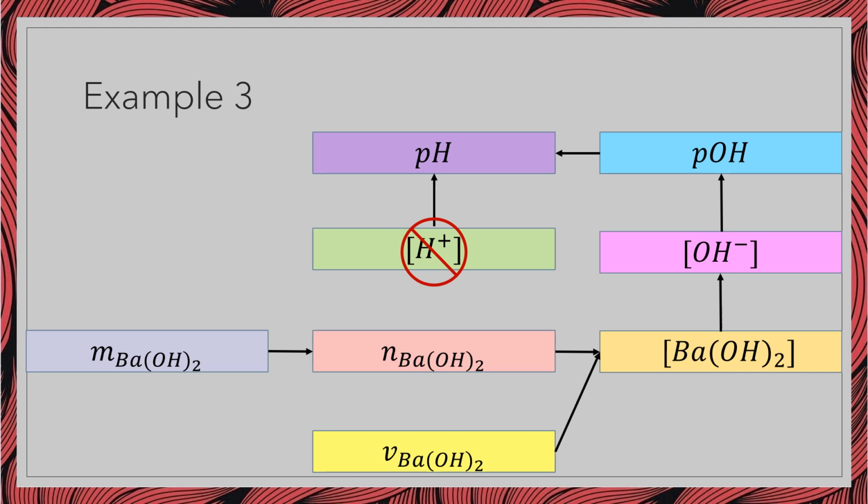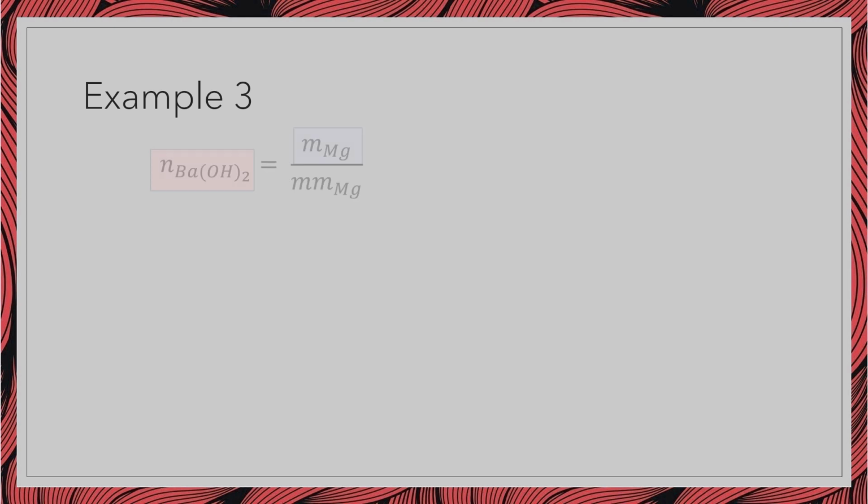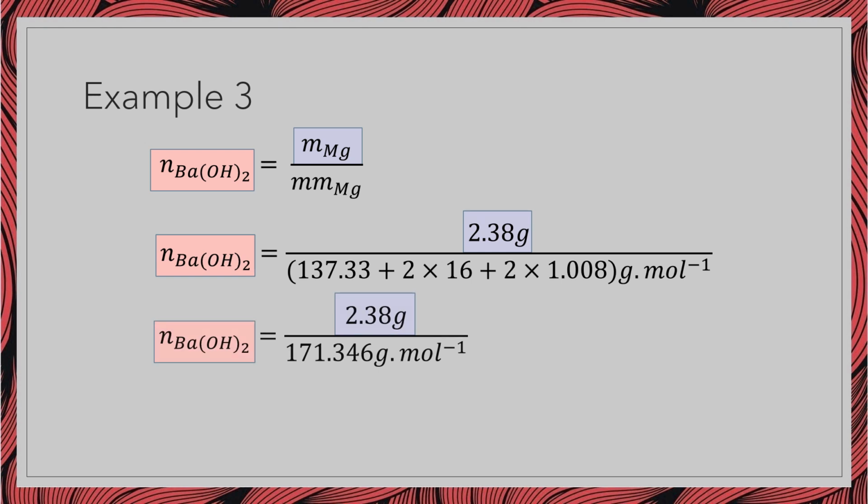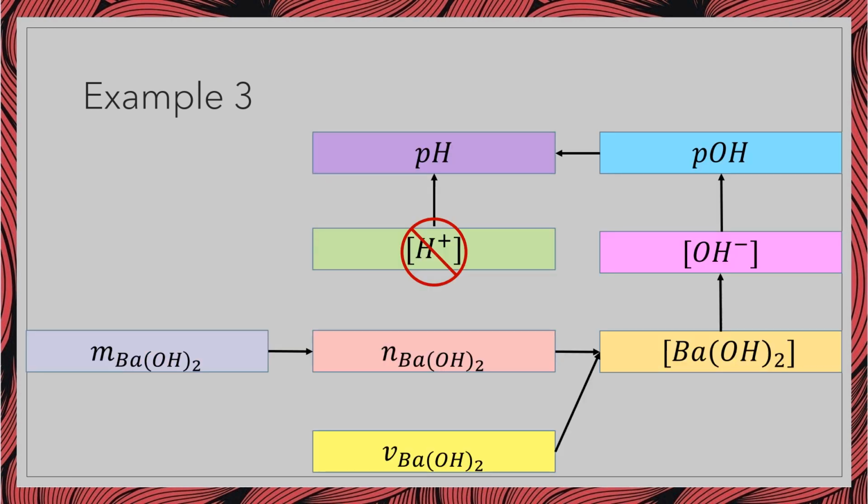So we can see our little flow chart that we have to follow. We start with mass of barium hydroxide, convert it to moles, convert it to concentration, then convert to concentration of OH-, find pOH, find pH. Let's get started. The number of moles of barium hydroxide is mass over molar mass. Mass we were given, molar mass we just have to calculate. It should give us 0.01389 moles. Okay, so that's given us n.